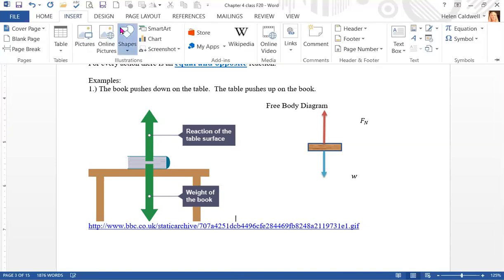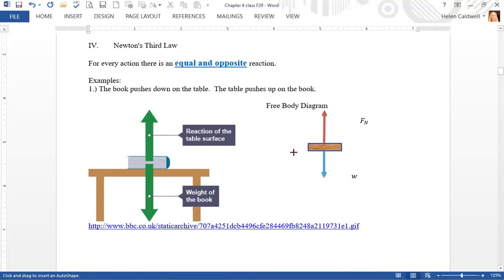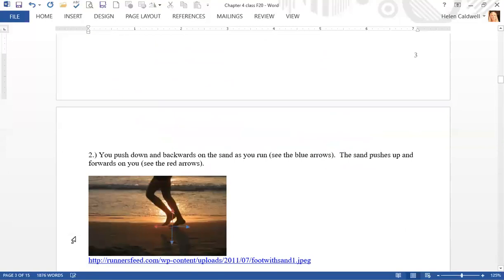So insert shapes. Let's do a line. Maybe I can do a line. Not a very good one, but it's okay. Why did I need to include the surface? Well, usually you want to know, is it flat or is it tilted? And you can't have a normal force unless an object is resting on a surface. We'll come back to that. All right, let's move along.